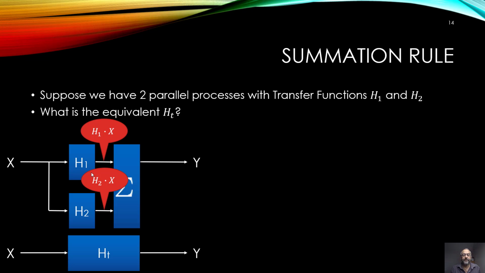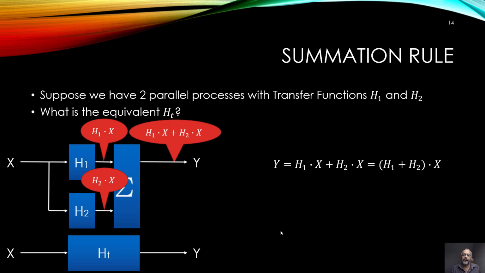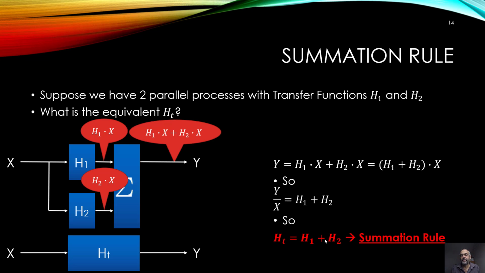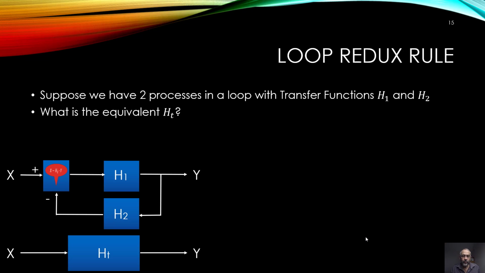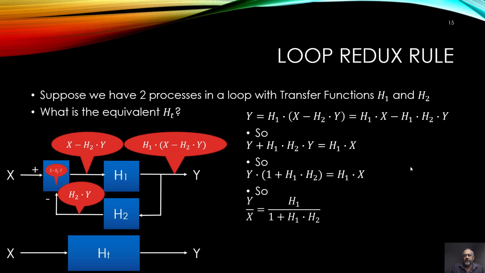Summation rule: if you have two processes in parallel and the output added, then the transfer function is the sum, H1 plus H2. And if you have a loop, and of course, that's what we will use. That's the most important one for us. Maybe it's not the one we will use the most of the times, but it's the most important one for us. If you have a feedback loop, then the resulting transfer function is H1 divided by 1 plus H1 times H2. Those are the three reduction rules.